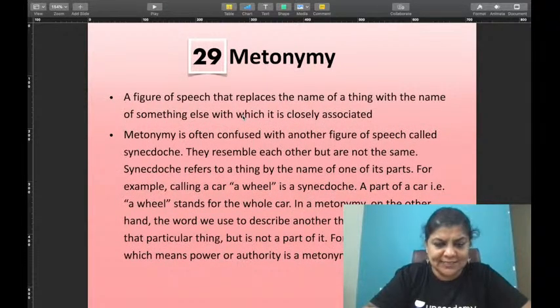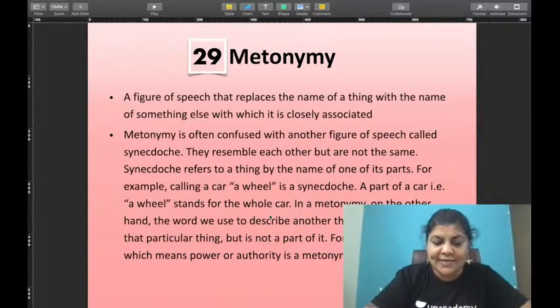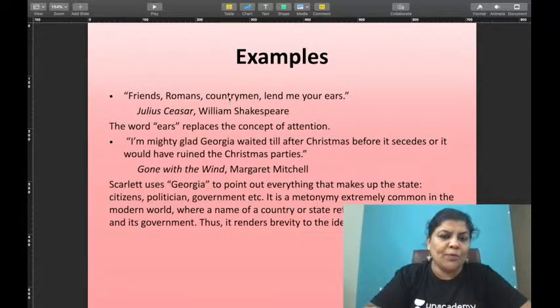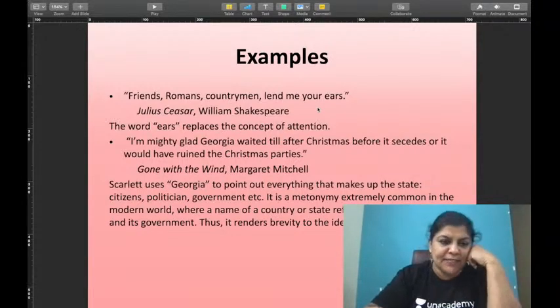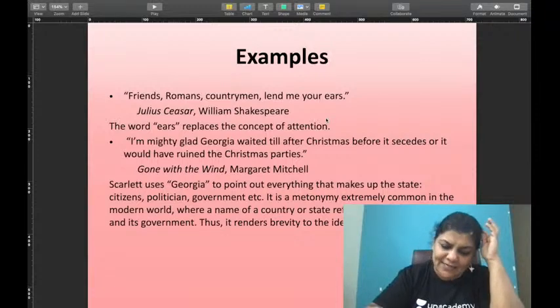Metonymy is a figure of speech that replaces the name of a thing with the name of something to which it is closely related. Metonymy is often confused with another figure of speech called synecdoche. They are not the same. Synecdoche refers to a thing by the name of one of its parts. Like you were saying, Akanksha, calling a car wheels is synecdoche. Crown for king is metonymy. Friends, Romans, countrymen, lend me your ears. It is metonymy. These people are not lending him the ears. Ear is related to attention. Did you understand? That is metonymy.